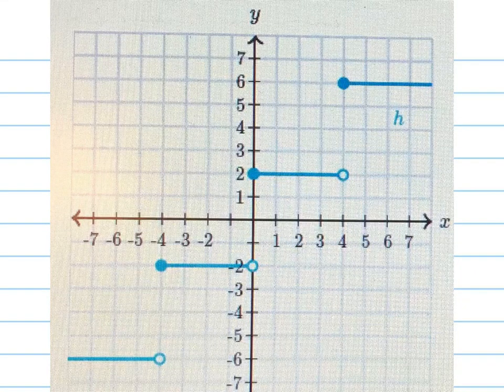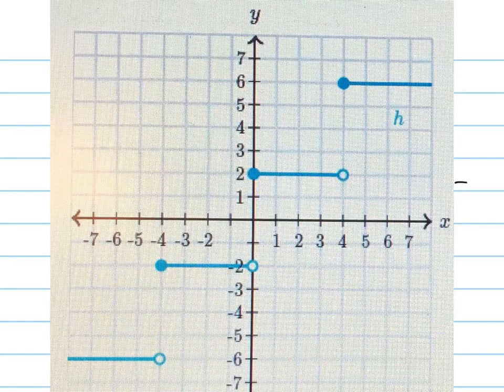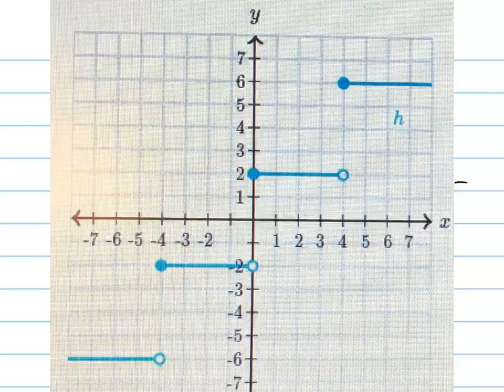All right, they're asking us to find, so this is your picture. This is your picture, and it's asking which limits agree with the graph. Choose all that apply. So the limit as x goes to -4 of h of x. So as x goes to -4, so here's how I think of it.